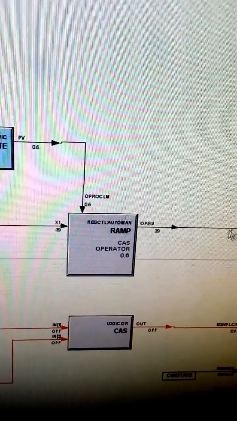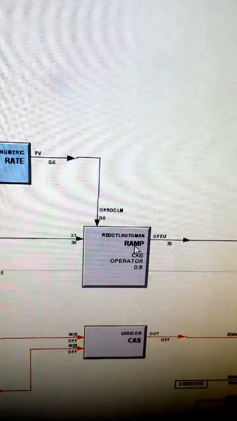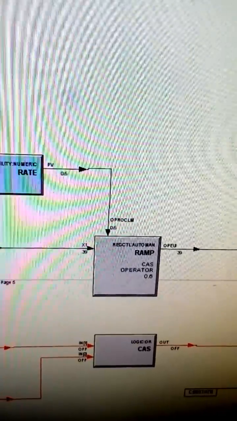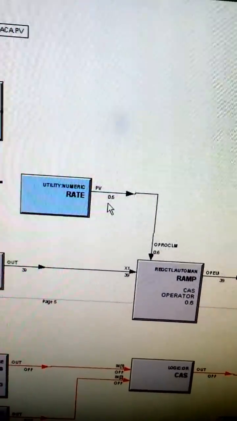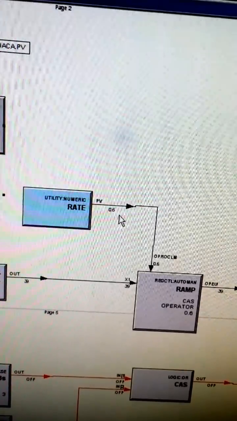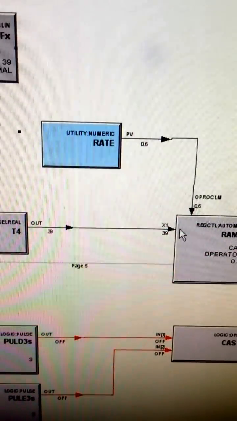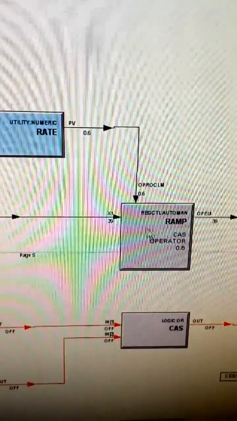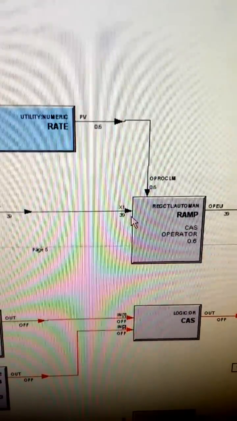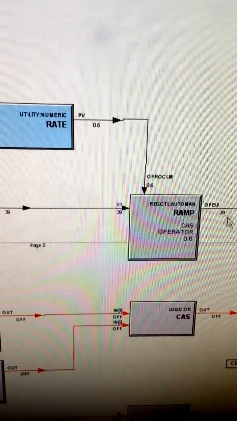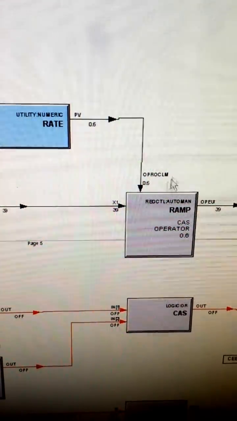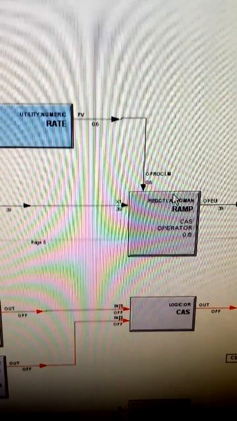Okay, the set point is first passed through a ramping rate. The ramping rate is determined by this 0.6 per minute. So whatever the value in here, the output would not change automatically. Let's say this is 39. So 39 will be achieved through this ramping rate of 0.6 per minute.